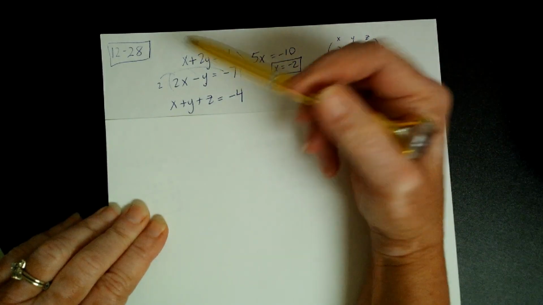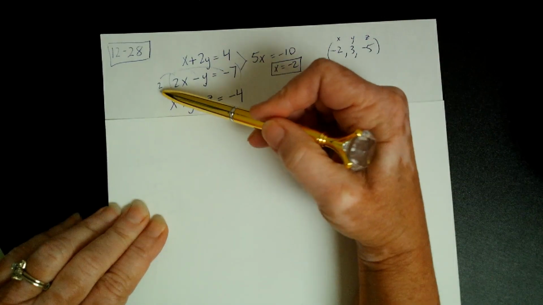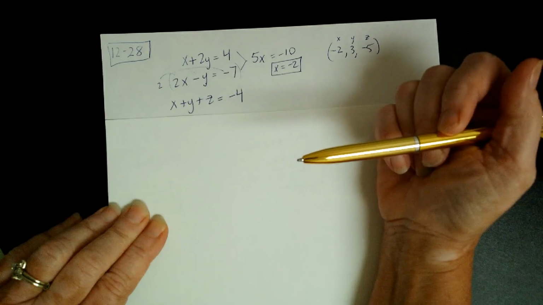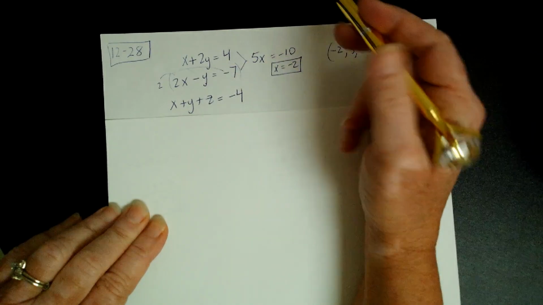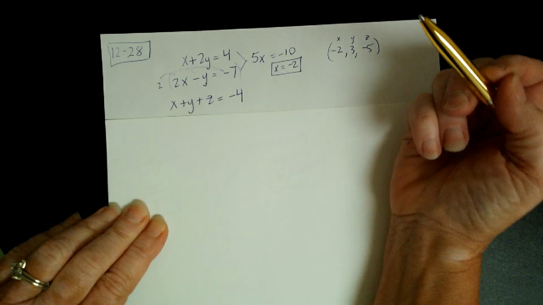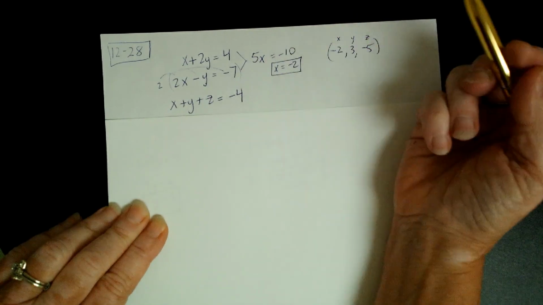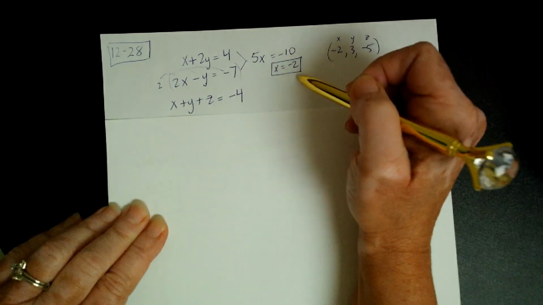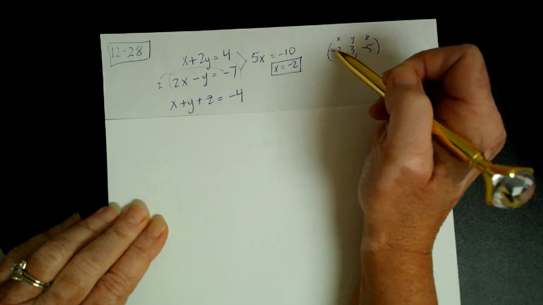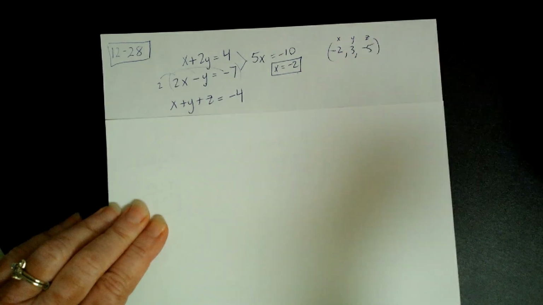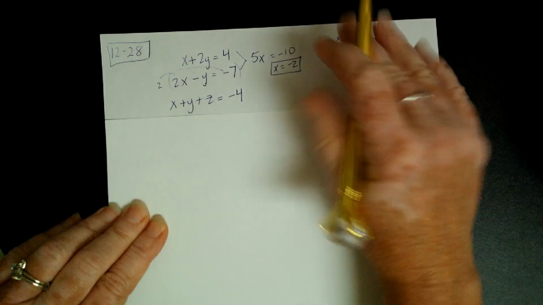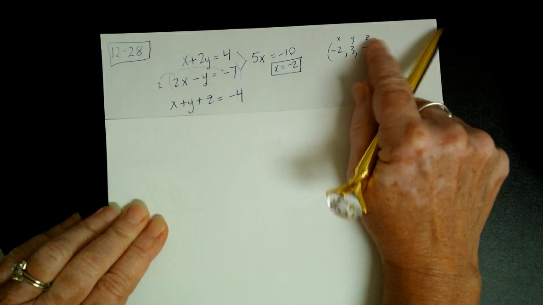And then 4 plus 2 times negative 7 is negative 14. So 4 plus negative 14 is negative 10. So then if I divide both sides by 5, I have that x is negative 2. So I put that in the first part of my ordered triple. And then I don't know these two yet.